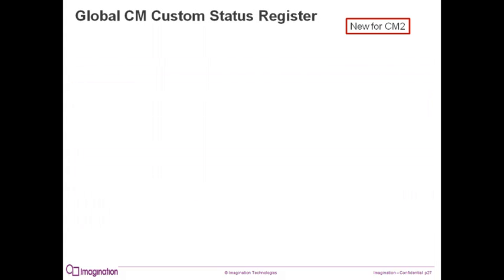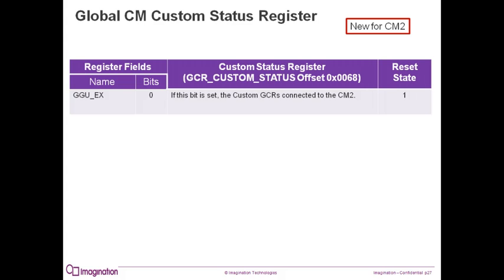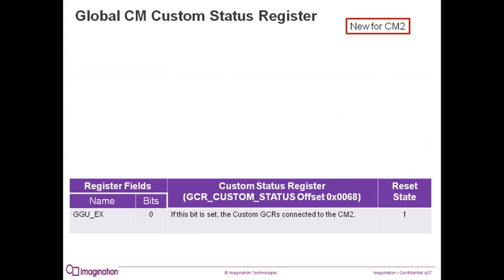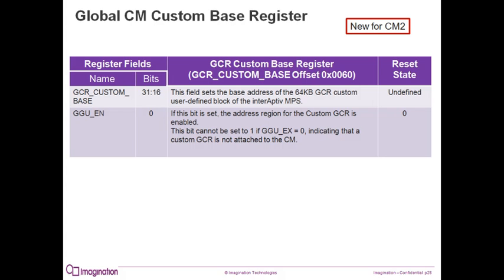The CM2 provides the capability of including custom user-defined GCRs. The GGU_EX bit indicates if the custom GCR registers exist or not. The new GCR custom base register sets the physical address of the base address of a 64K byte slice of memory space where the requests are directed to for the custom GCRs. The GGUEN enables the redirection of the memory request to the custom GCR memory registers instead of memory.